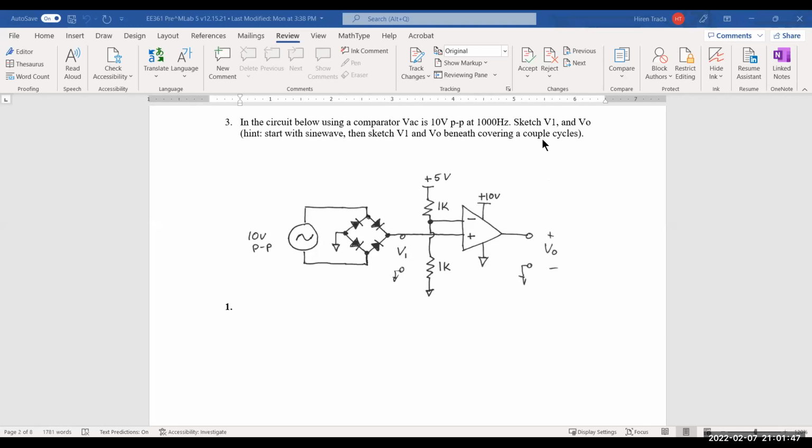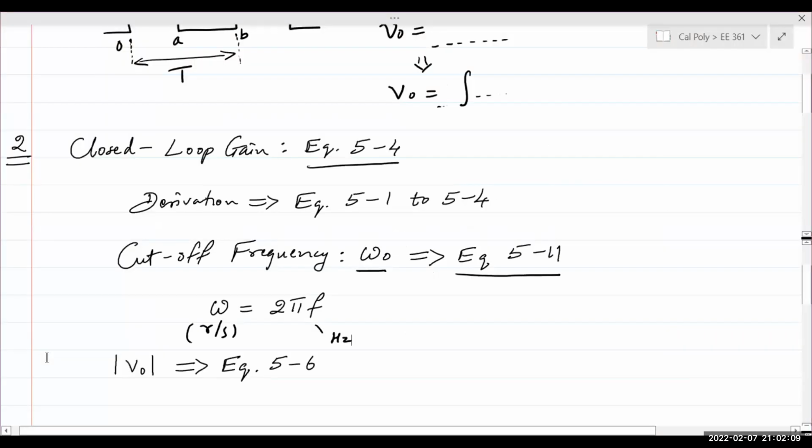You're asked to sketch V1 and VO. Okay, so the hint is you start with the sine wave, meaning you start with the 10 volts peak-to-peak AC signal, then determine what happens at the output of the bridge rectifier that goes into the comparator, and then you have V out. All right, so let's take a look at how we proceed with this problem.